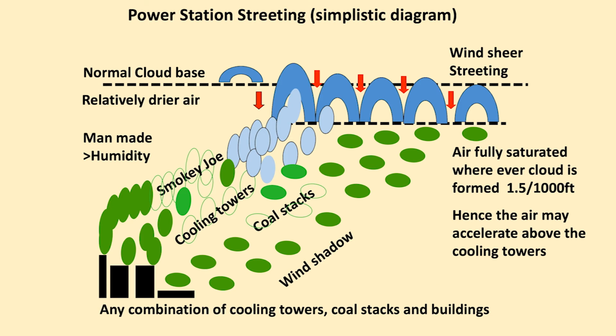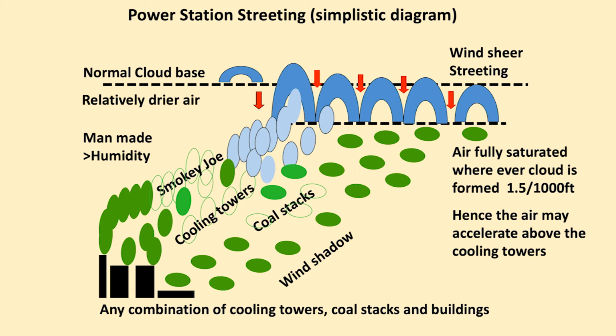Power station streeting then. Here we have at the top our normal cloud base of the day. We have relatively drier air at height. The clouds generated by the high humidity coming out of the power station generally have a slightly lower cloud base. We effectively have man-made humidity.